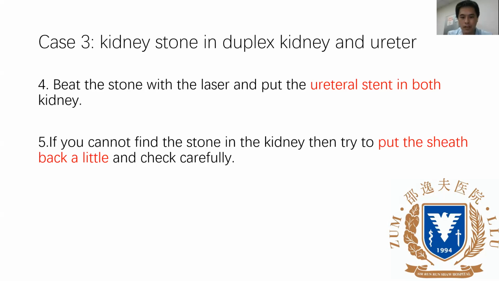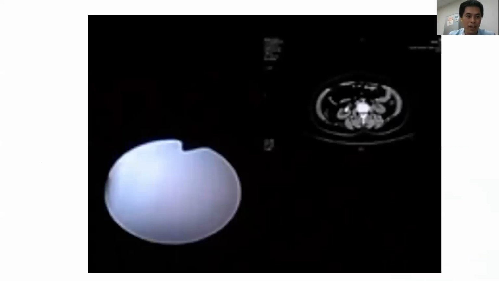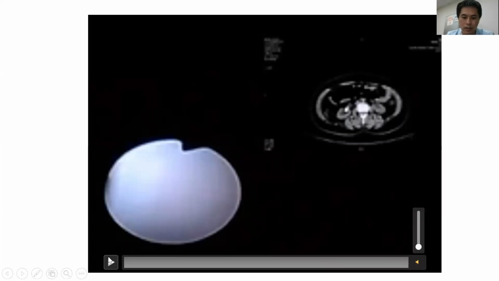If you cannot find the stones in the kidney, then try to pull the sheath back later, and you can go back and check carefully. Here are the tips. The portable C-arm machine will be helpful in finding the stone, and try to break the stone into smaller pieces or dust the stones, or you can take all the stones out. The narrow ureter and the slower urine flow will make the small stone pieces grow again. So here I provide a video showing how to deal with these cases.